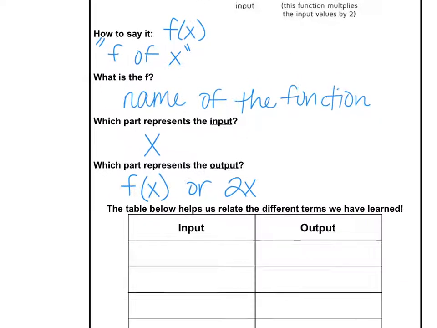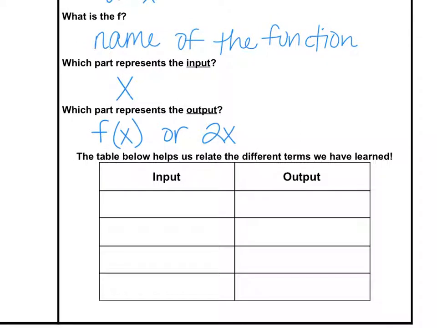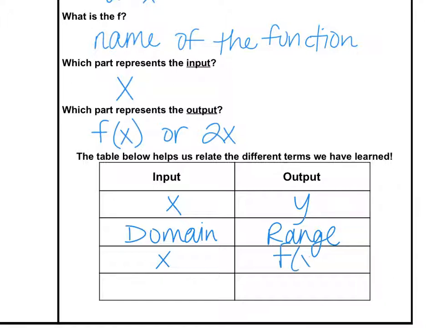The first thing we talked about with inputs and outputs is that inputs are x and outputs are y. And so inputs represent my domain and outputs are my range. And lastly, the one we're doing today, inputs are x and outputs are f of x.